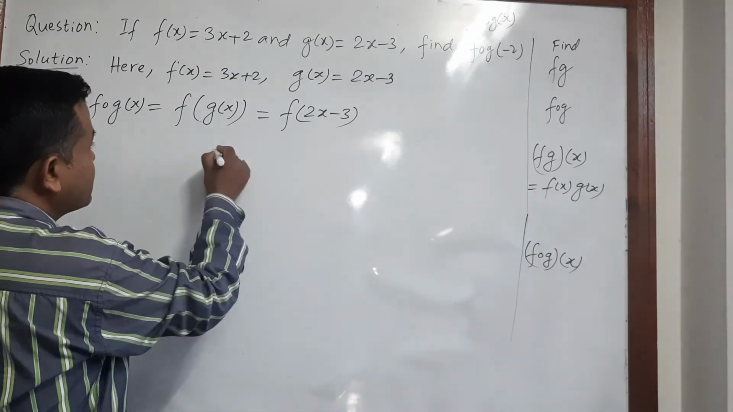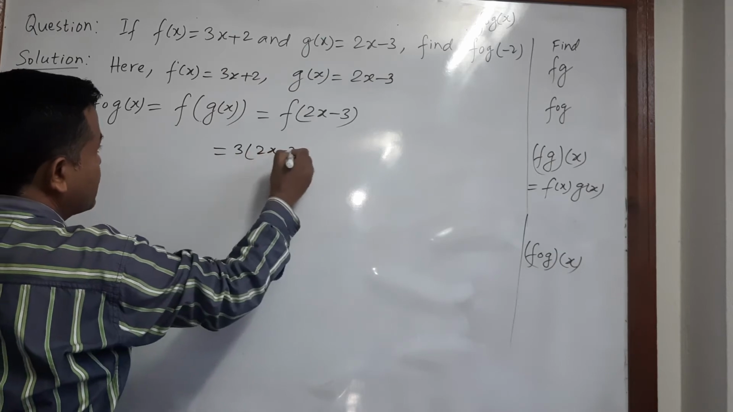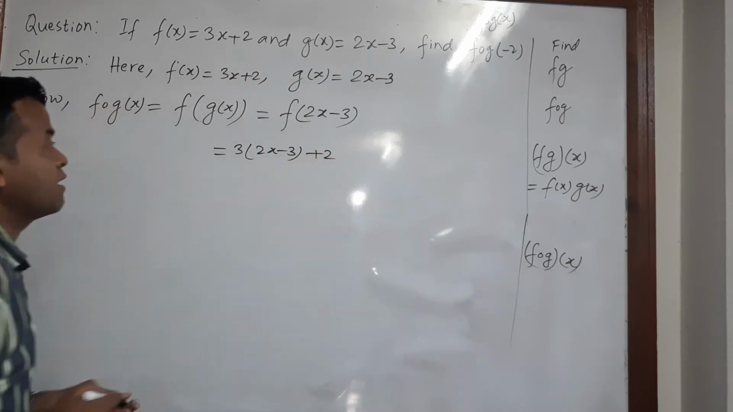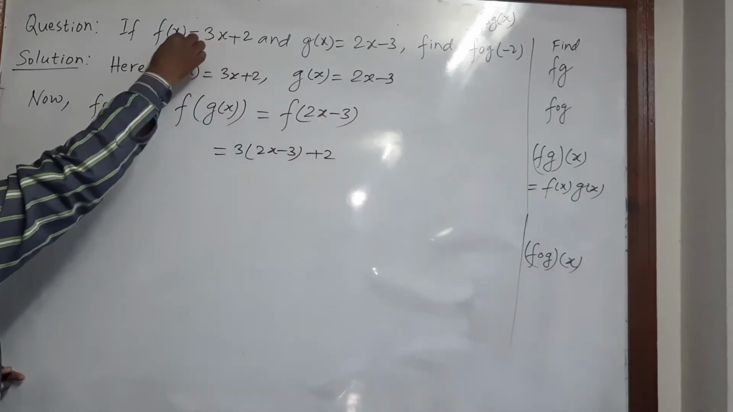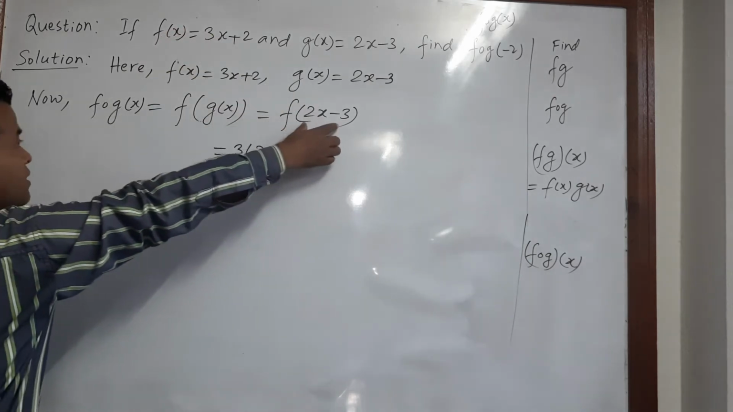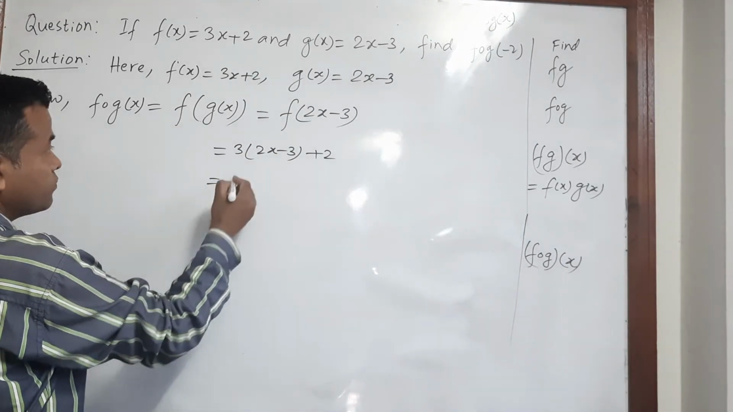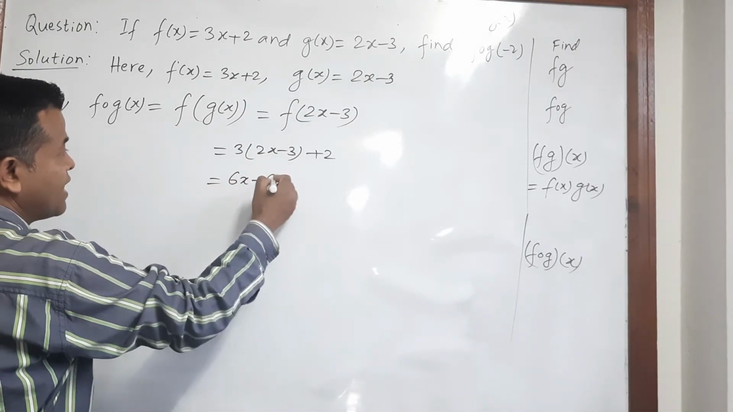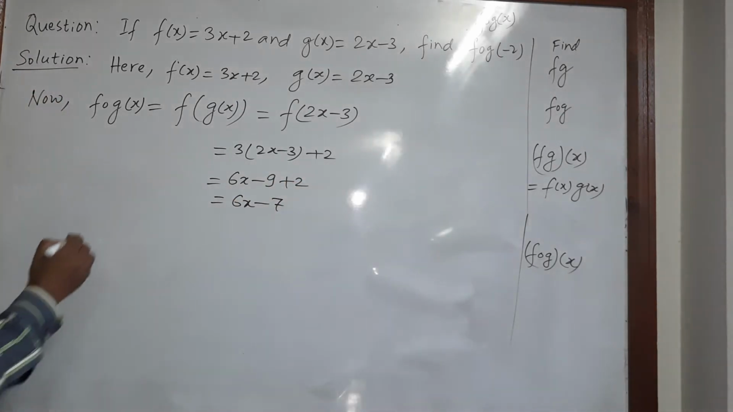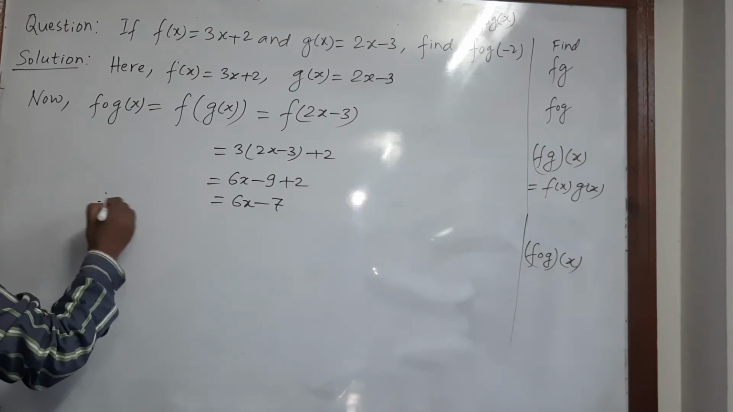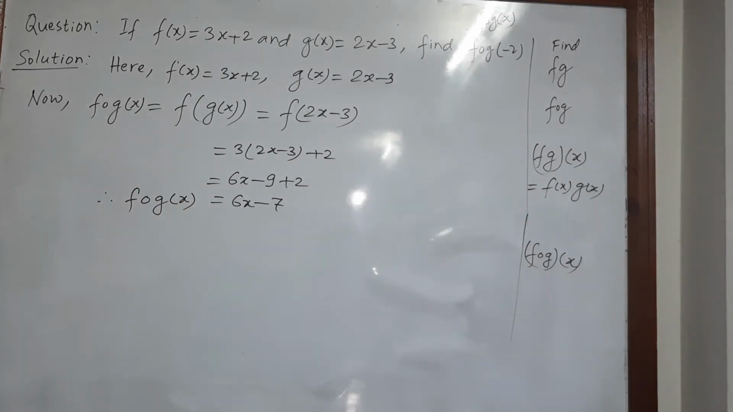Then f of 2x minus 3 becomes 3 times (2x minus 3) plus 2. The plus 2 is the same. If you replace the left hand side x by 2x minus 3, the right hand side x must also be replaced by 2x minus 3. Now 3 times 2x is 6x, 3 times minus 3 is minus 9, plus 2, so this is 6x minus 7. Therefore f of g(x) equals 6x minus 7.